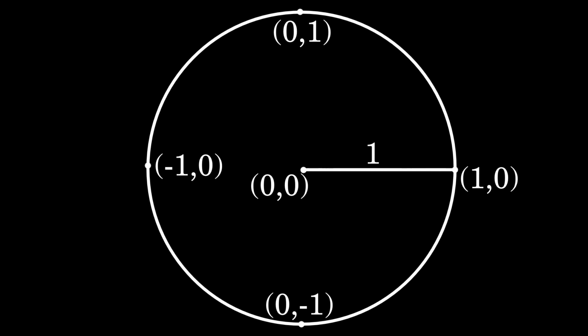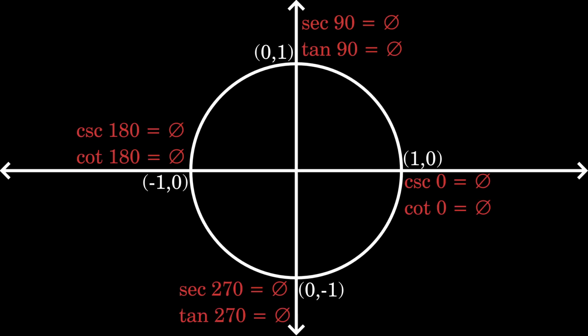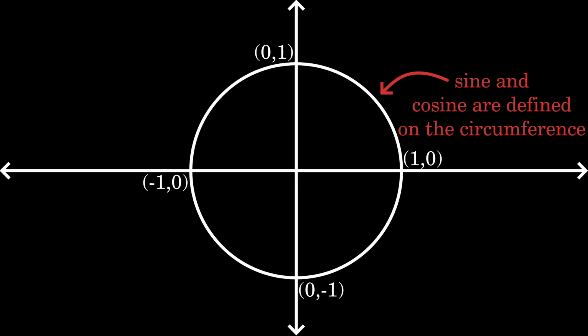Remember how sine is y and cosine is x? When sine or cosine are at 0, 90, 180, or 270 degrees, they correspond to these points. Real quick, I'll show something briefly. Here are all the points where tangent, cotangent, secant, and cosecant are not defined. These are the only trig functions that are not defined at these points because you cannot divide by 0. Anyway, back to the circle.